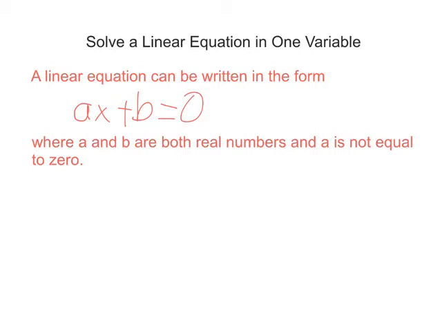If we lose the ax term, then this equation is no longer a linear equation, and we no longer have a variable to solve for. So that's why a cannot be equal to 0. Okay, let's take a look at an example. We're going to solve this equation for x.